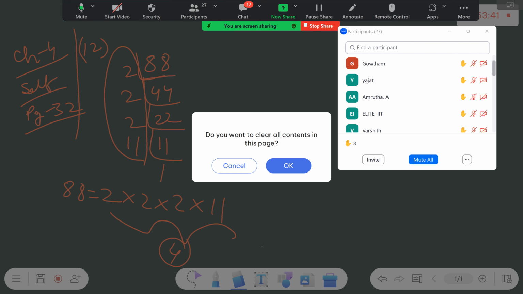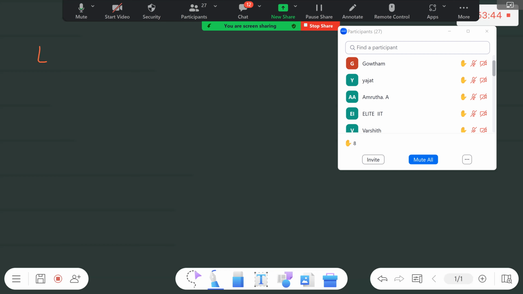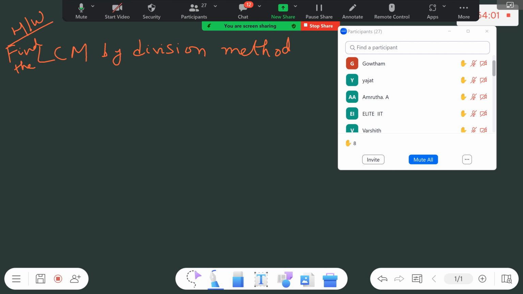Quickly write down the homework, everyone. Division method. Find the LCM by division method. Quickly write your homework, everyone. Find the LCM by division method.